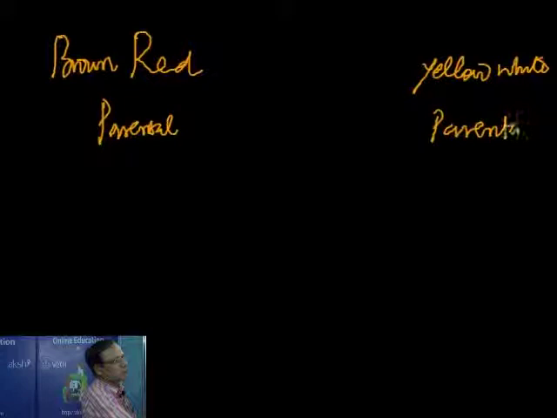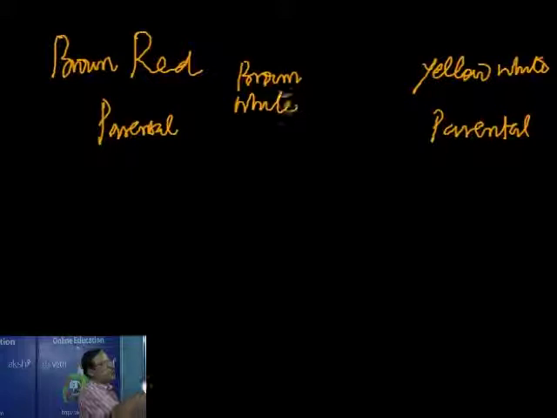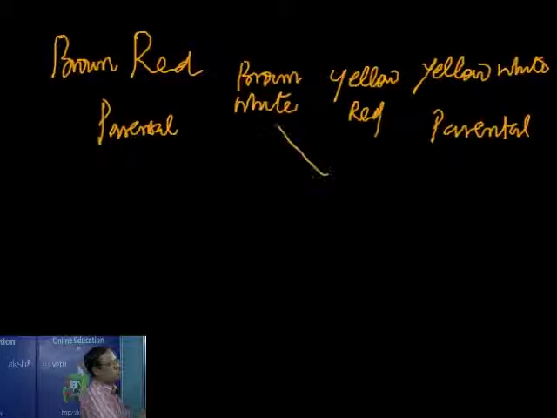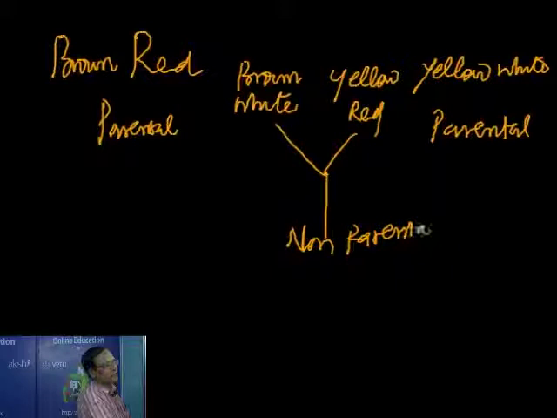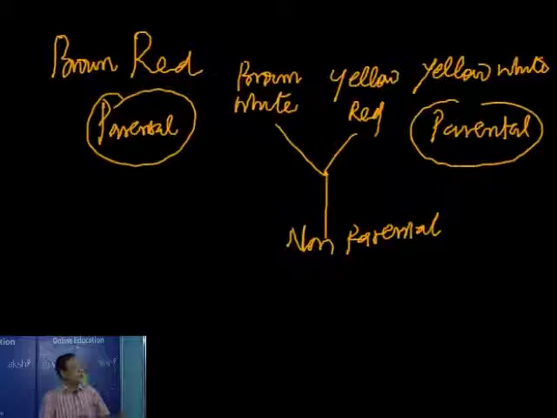The non-parallel varieties that we received in addition to these two are brown white, and then yellow red. So these two are called the non-parallel varieties or the recombinant varieties. As in the case of the hybrid cross, we received 4 types of individuals: brown red, then brown white, yellow red, yellow white. So these two are the parallel combinations. Morgan observed in this cross that the non-parallel combinations constitute only 1.3%.